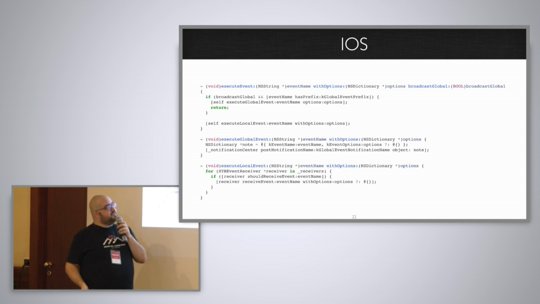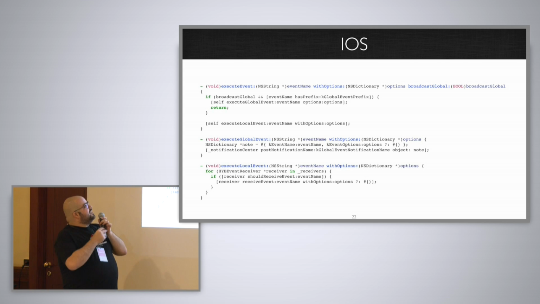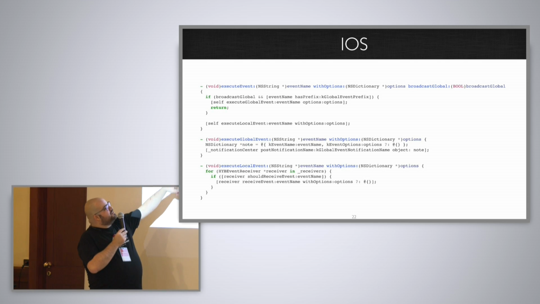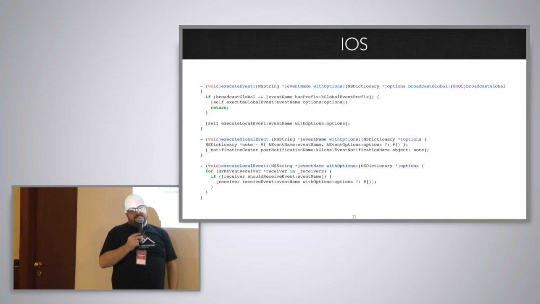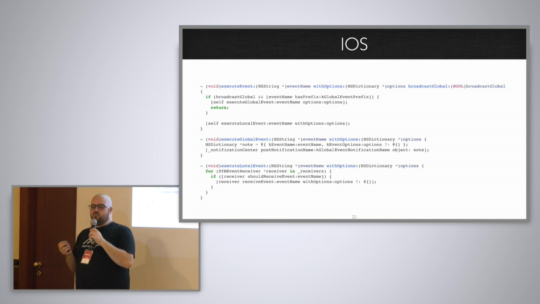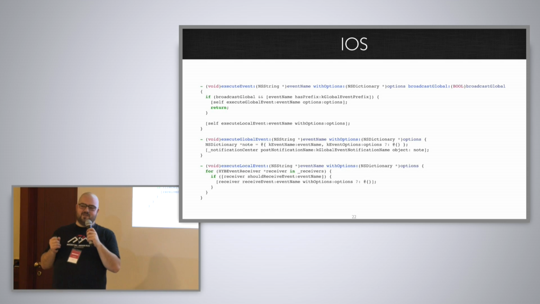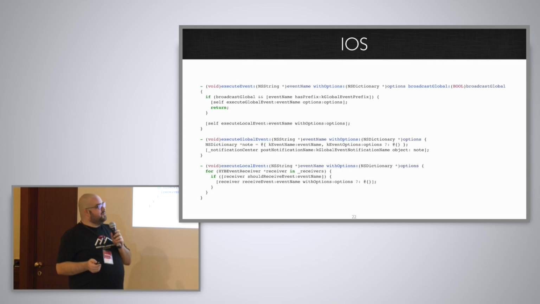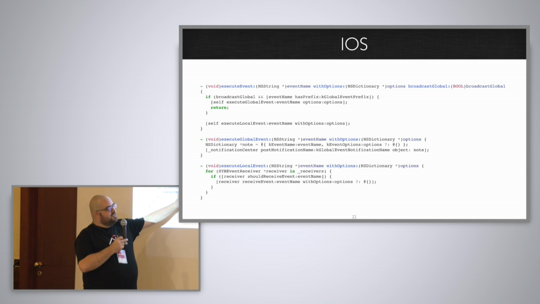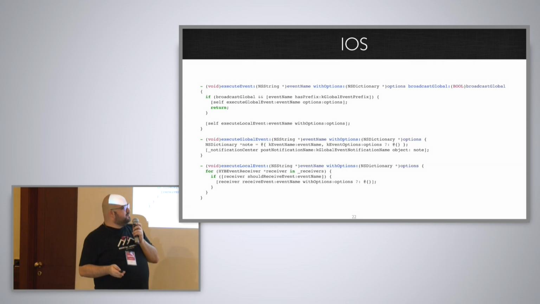Similar code in Objective-C, very verbose. If it's broadcast and it has the broadcast prefix, then we're going to go through and broadcast a global event. In the case of iOS, that's actually through the notification center. Really strive hard not to use this for navigation. It's really, really hard to follow if you do. So I strongly suggest using these local events whenever possible.